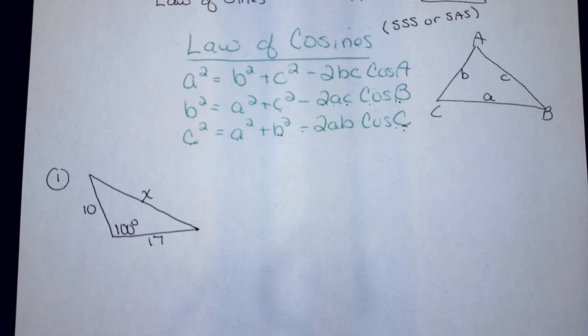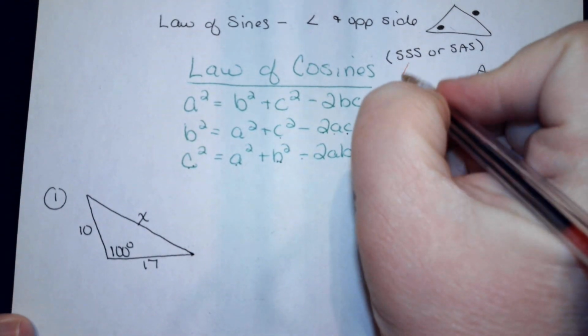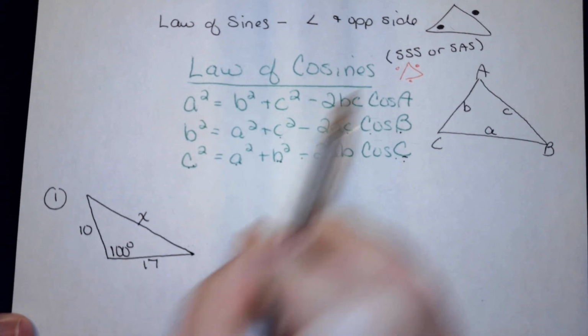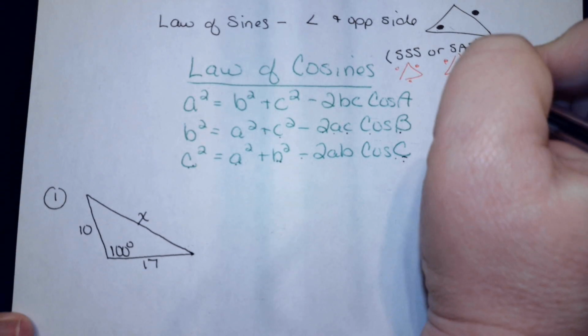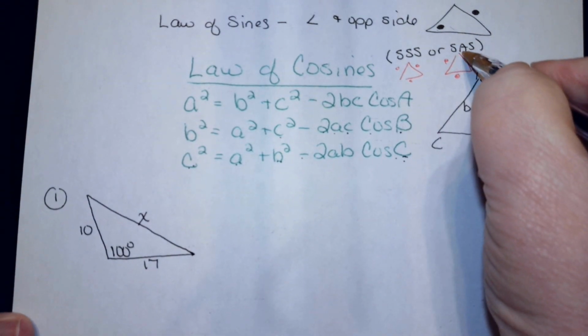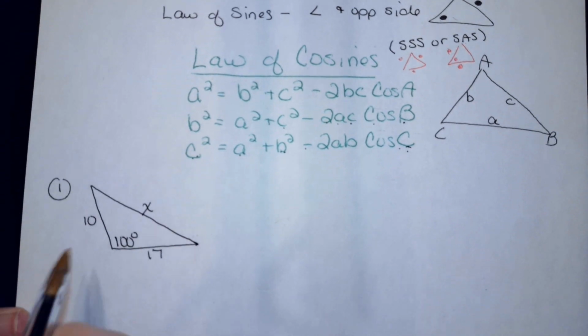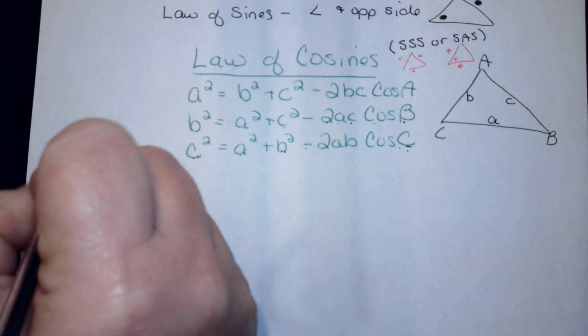Okay, so here we see that we want to try to find side x. Before I do that, let's see if we've got side, side, side, or side, angle, side. Side, side, side is when you're given all three sides, and here we're not, so it's not side, side, side. Side, angle, side is when you're given two sides with the angle in between them, and that's what we have here. We have a side, then an angle, and then a side. So this is a side, angle, side scenario.